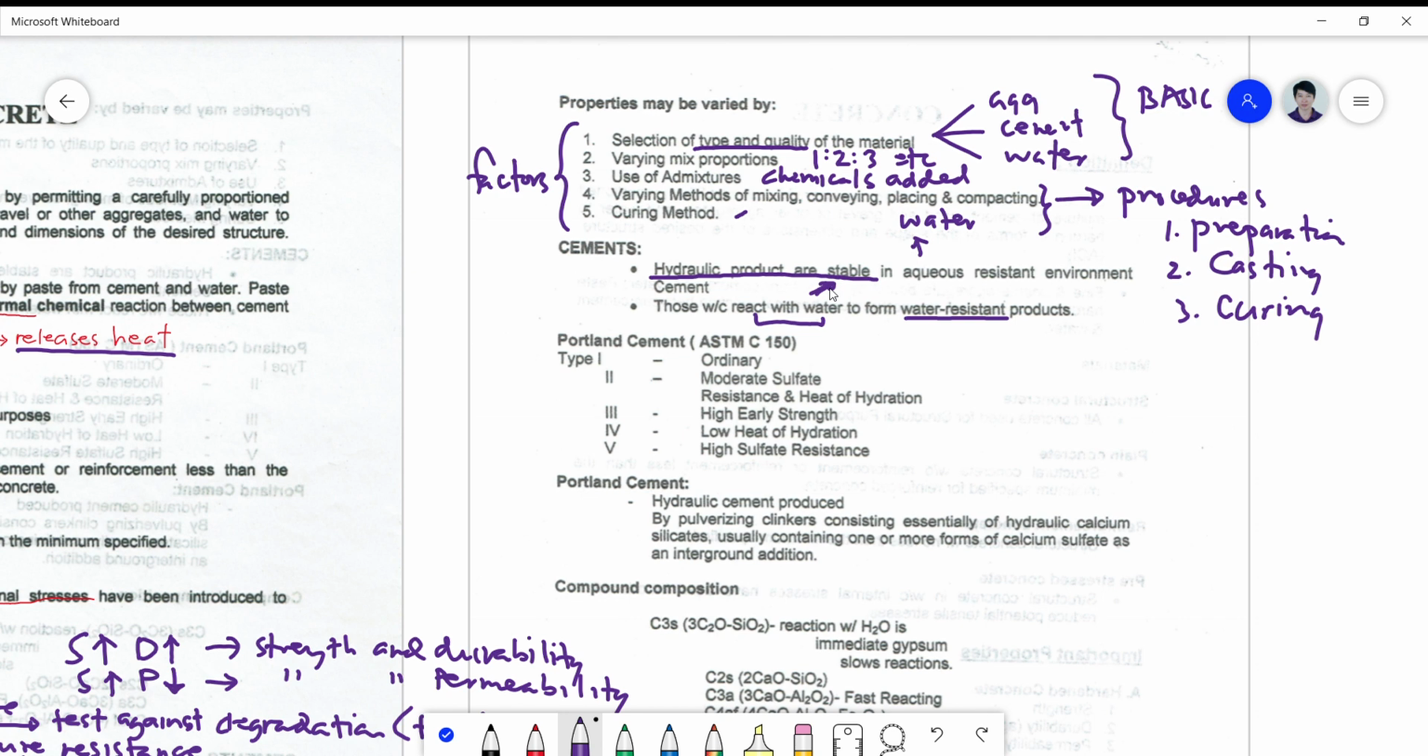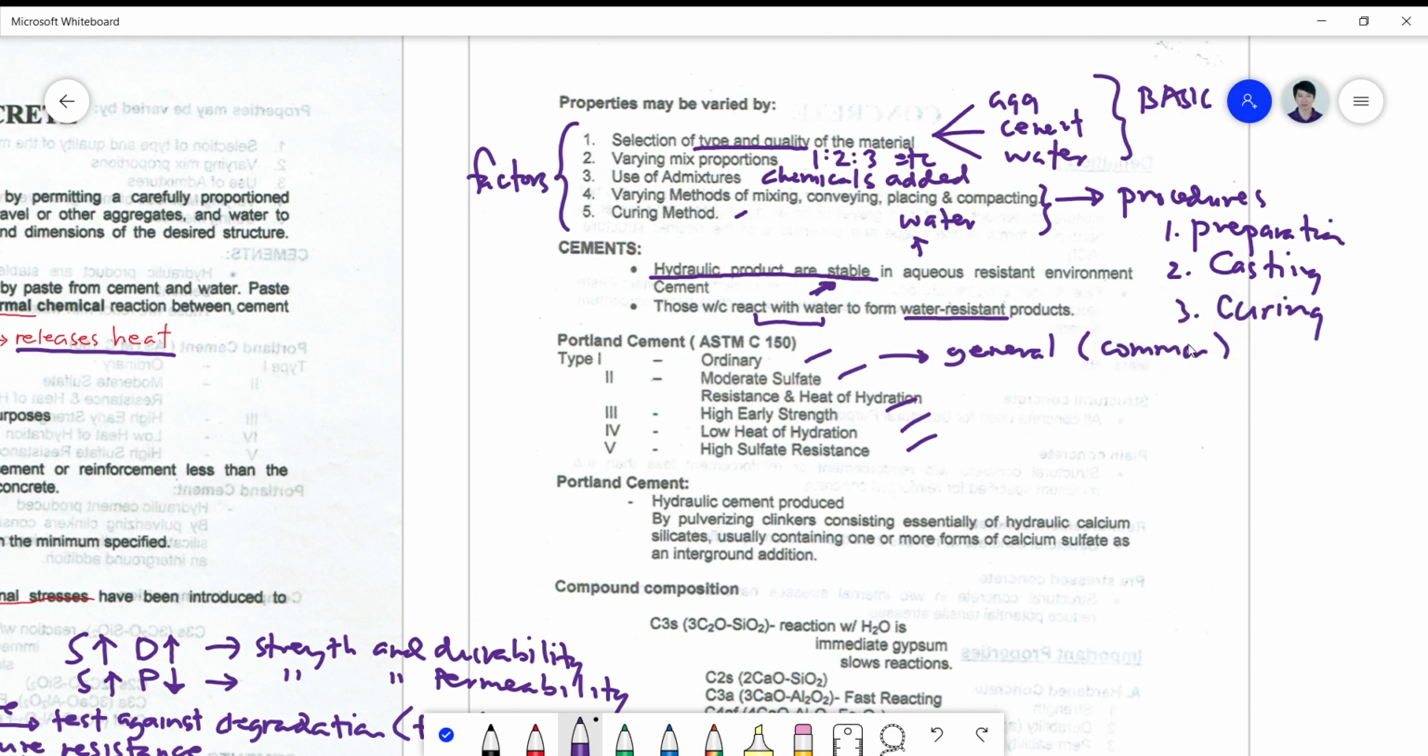For the types of Portland cement, we have the ordinary type 1, type 2 is moderate, type 3 is high early strength, type 4 is low heat of hydration, and type 5 is high sulfate resistance. Ordinary is used in general construction. This is the most common.